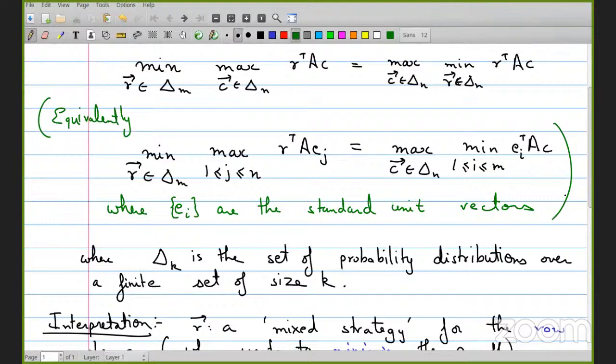And the minimum over i will be at most the minimum over R in delta. So the minimum entry will be the minimizing thing. There's always a probability distribution which just puts the weight on the minimum entry that achieves that. And no probability distribution can do smaller than that, because everything else is at least as big, and you're taking a convex combination. Yeah, so that's why. So the left hand sides are equal and the right hand sides are equal.